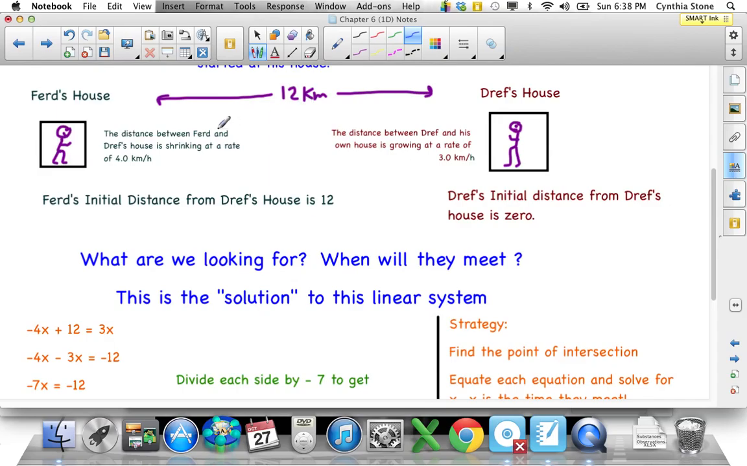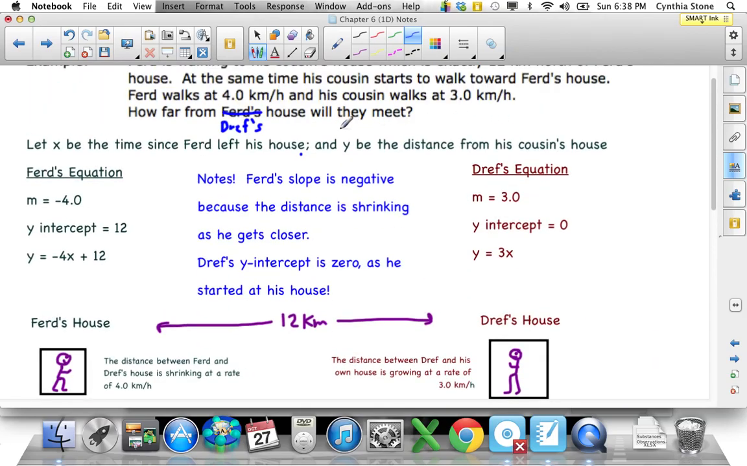And I'm saying the distance between Ferd and his house, we're looking at this distance here, is shrinking at a rate of 4 kilometers per hour. The distance between Dreff and his house is growing, right? Because he's moving away at 3 kilometers per hour. So this one's going to be negative because the distance between Ferd and this house is shrinking. And we know that the initial distance from Dreff's house is 12 kilometers, and Dreff's initial distance is 0 because he's at his house. So we're comparing everything to Dreff's house, which was where I made a mistake. But that's where we're going to solve the question.